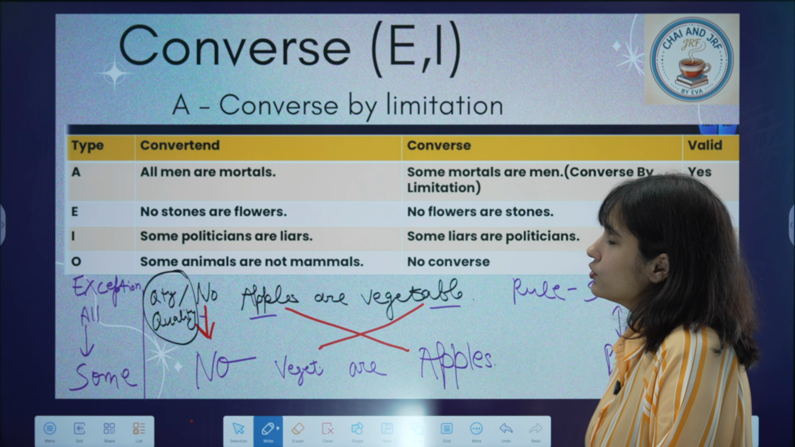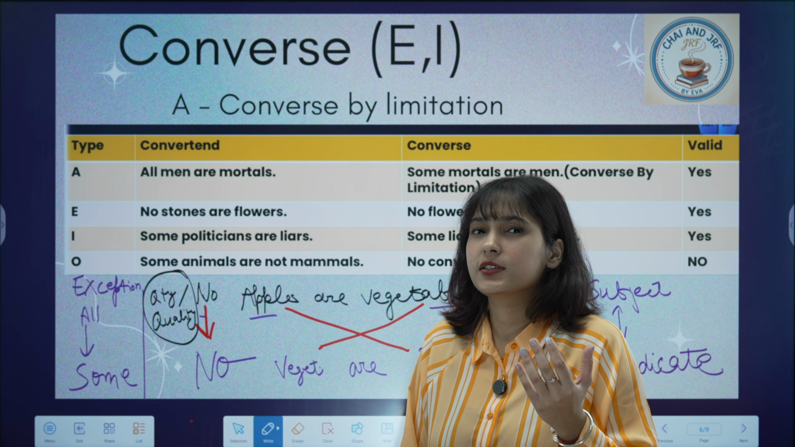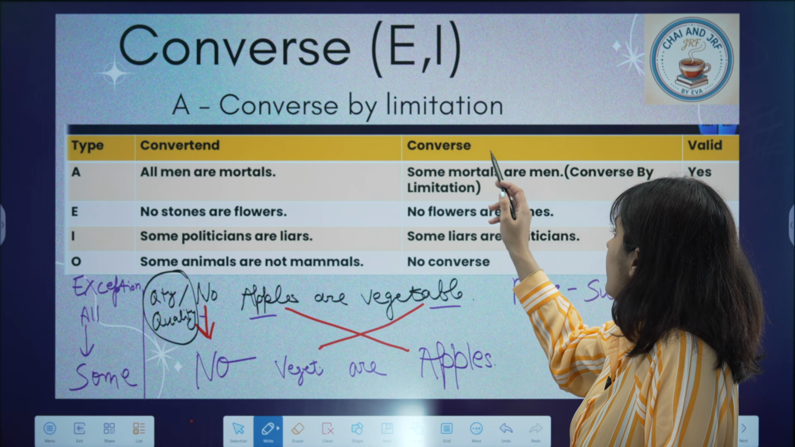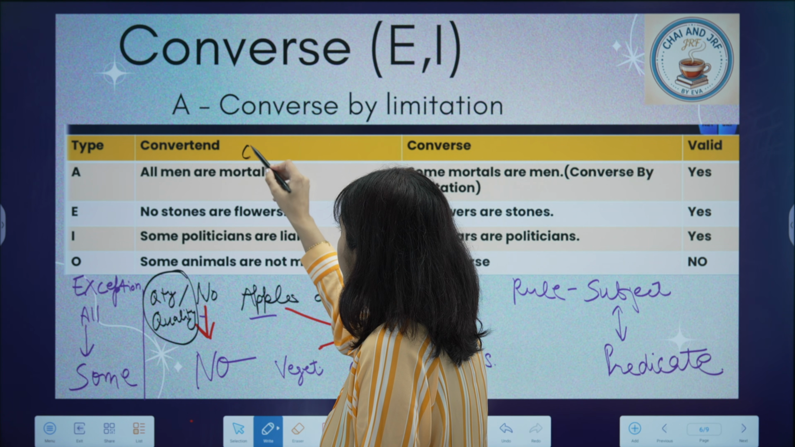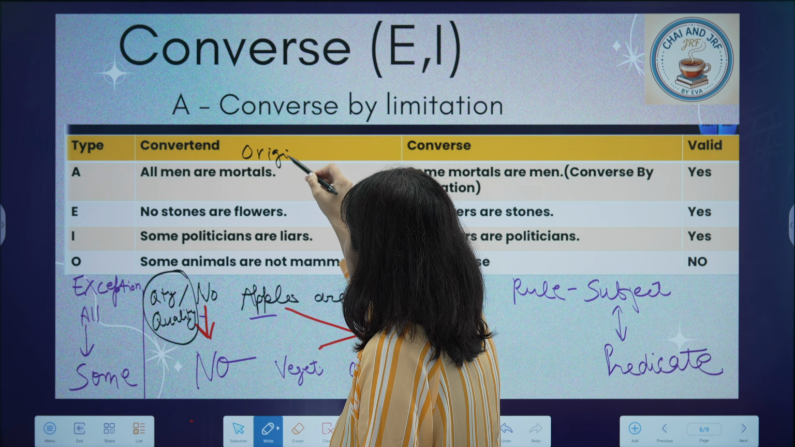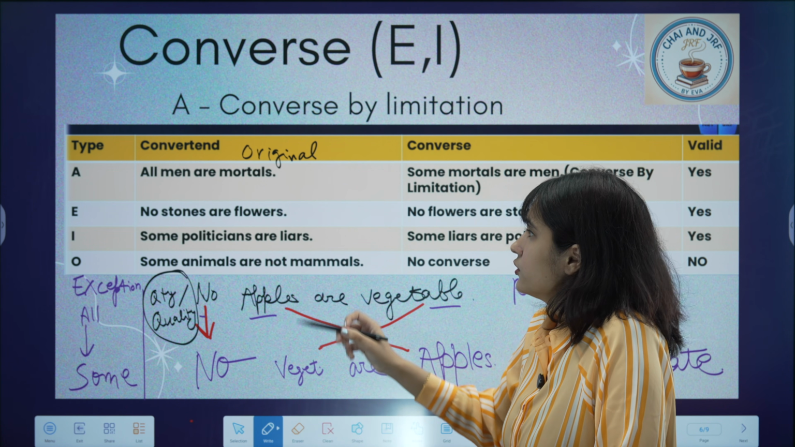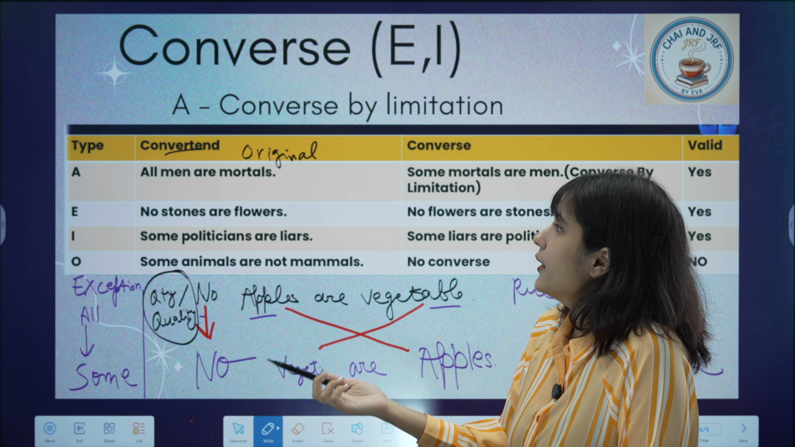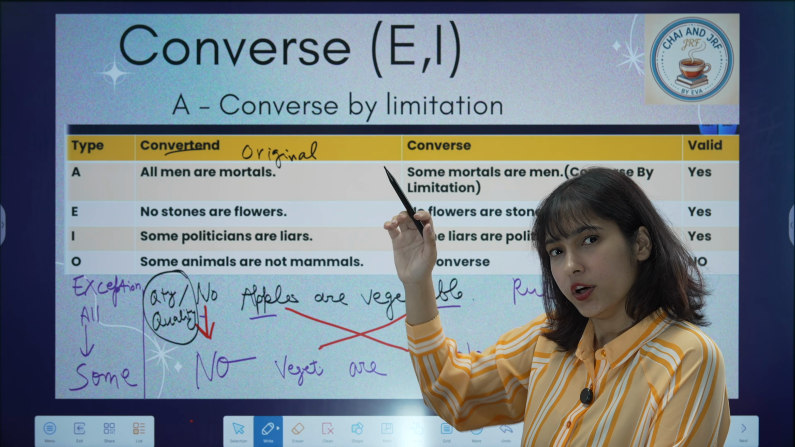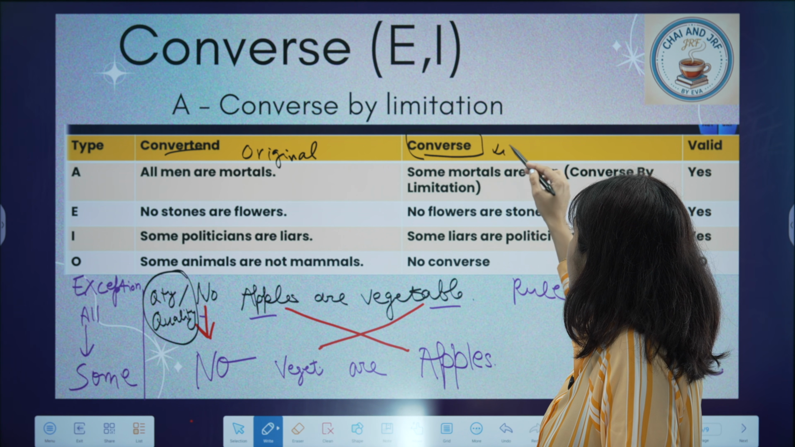So now let us go through the concept of converse. How do we convert a statement into its converse statement? So the original statement, let me write it here. This is your original statement that is given to you to change into converse form. That is also known as the convertend. So the convertend is your original statement that you are going to convert into your converse, logical equivalent.